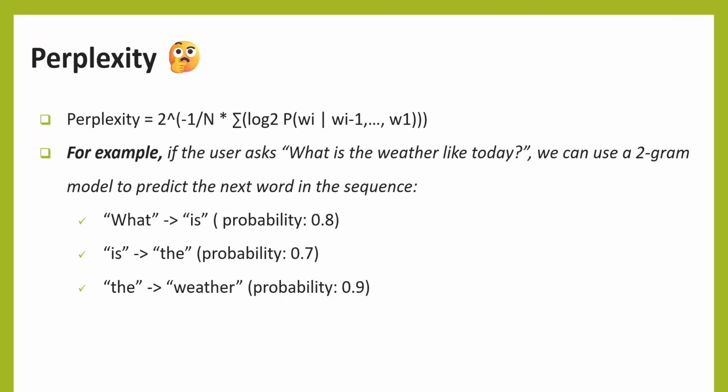So for example, if the user asks, "What is the weather like today?" here we can use a 2-gram model to predict the next word in the sequence. Like here, for "what is" the probability of "the" is 0.8, then for "is the" the probability is 0.7, and so on. So we can use a machine learning model to generate a response based on the predicted word sequence.